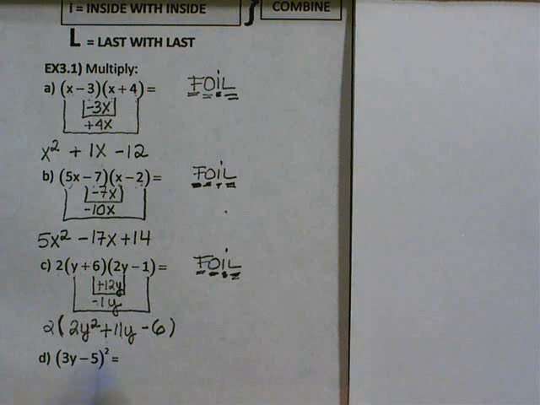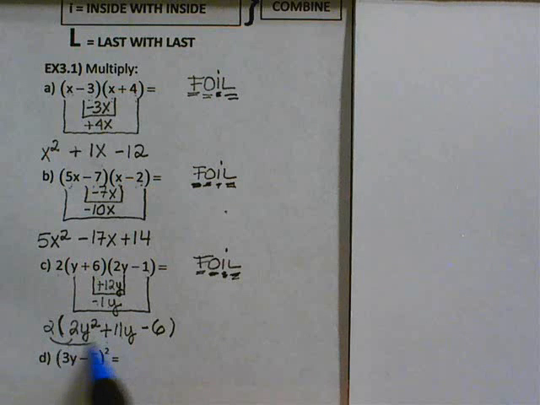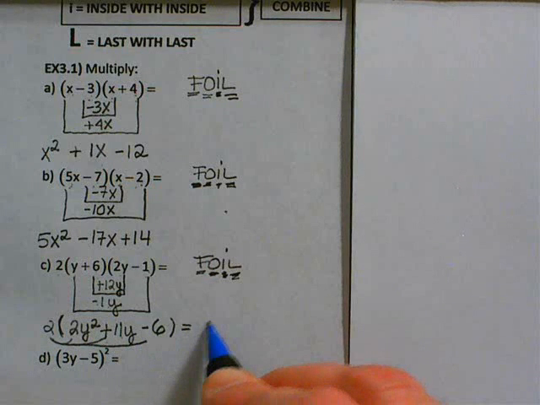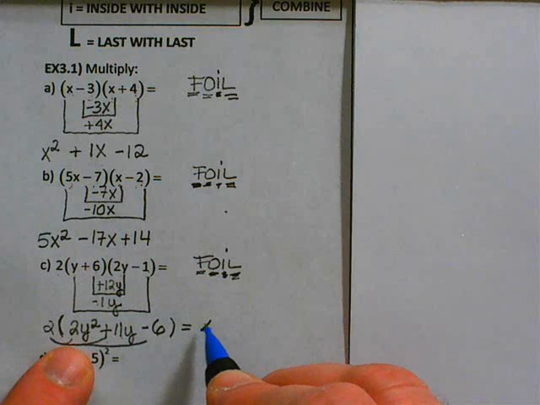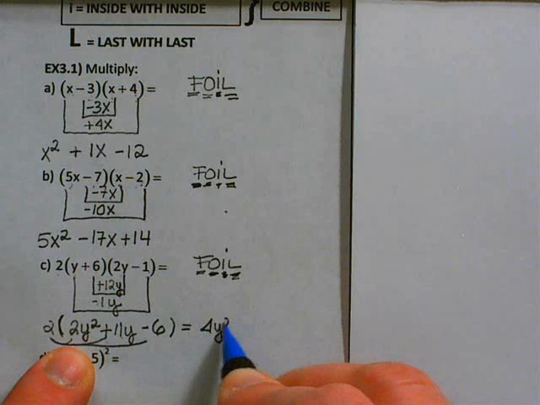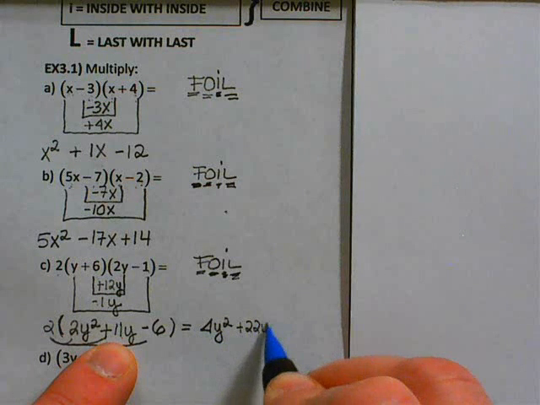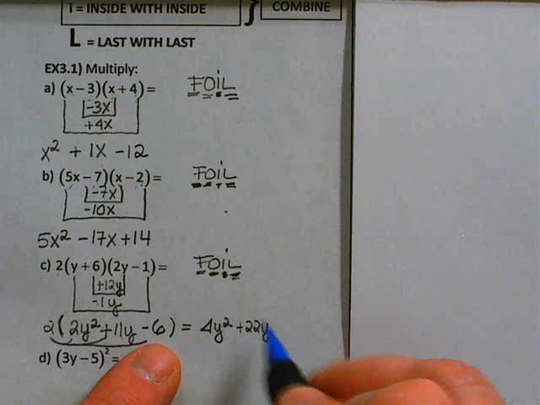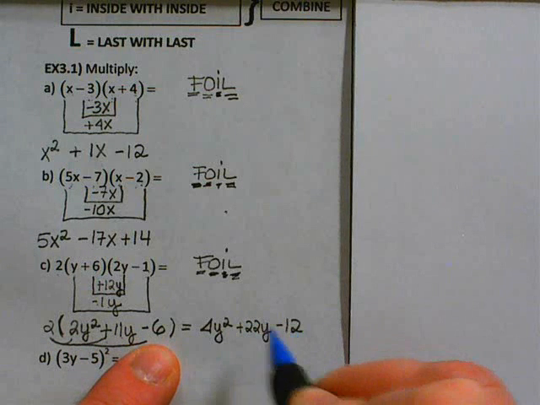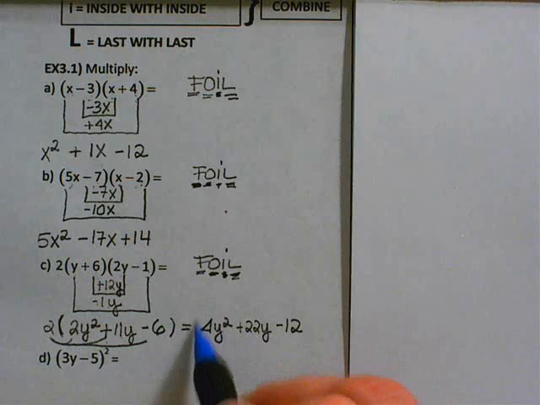Now that I got my answer here, let's apply the 2 by using the distributive property. So that means my final answer is going to be 2 times 2y squared is 4y squared. 2 times 11y is 22y. And 2 times negative 6 is negative 12. So that will be my answer here for this problem.